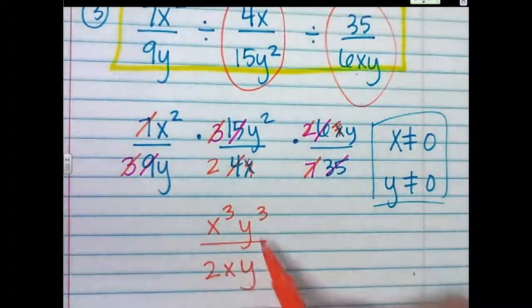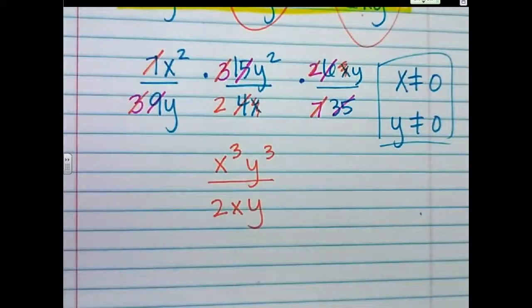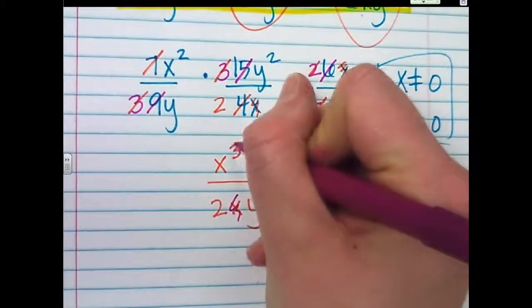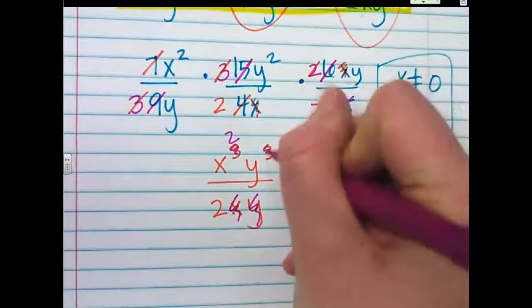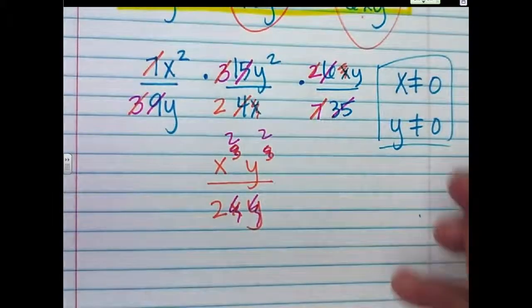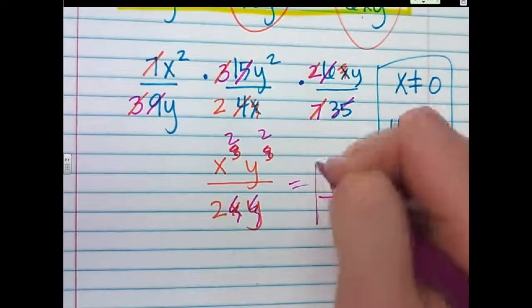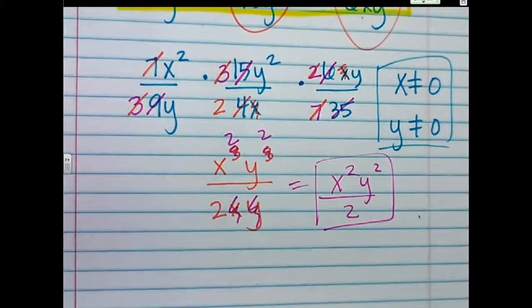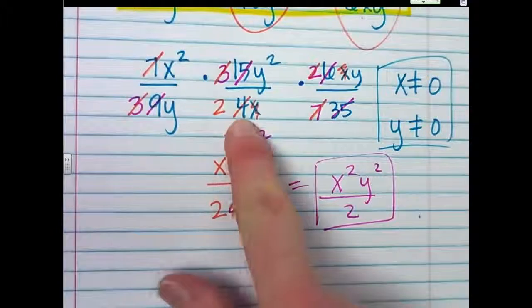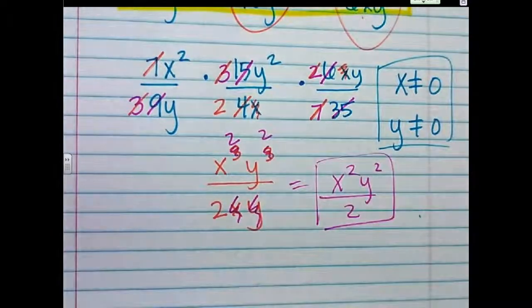Okay, so now I'm here, and I'm going to reduce my x's. This becomes x2, and this becomes y2. So x2, y2 over 2. So you can simplify everything before you multiply it, or you can do a little bit and multiply it, doesn't matter. Or you can multiply these numbers, 9 times 4 times 35, and then reduce later.